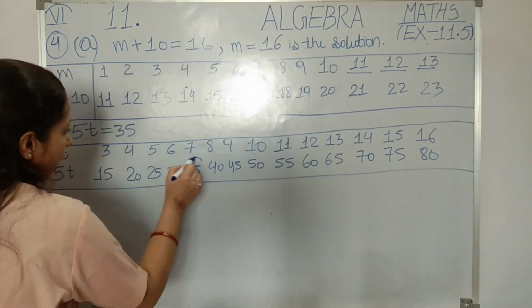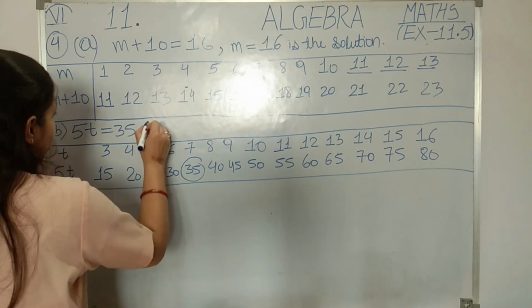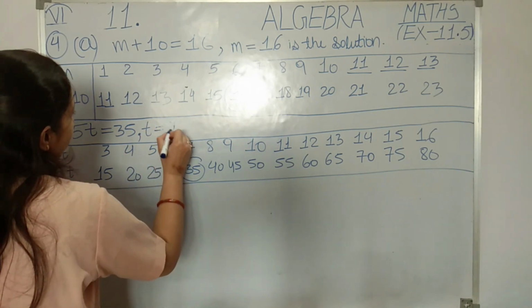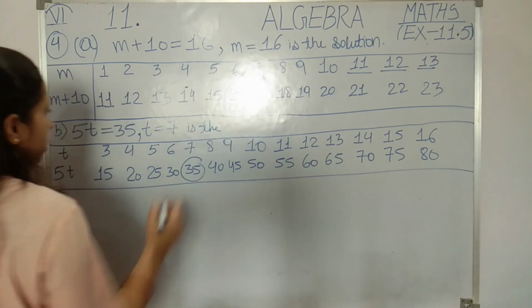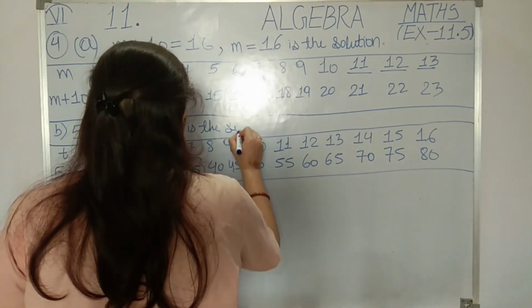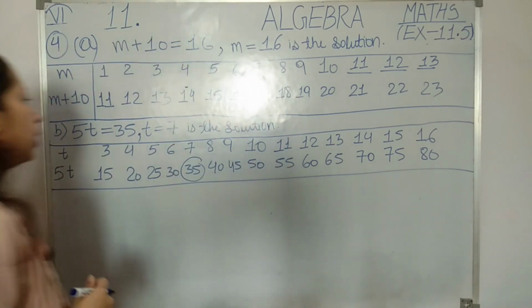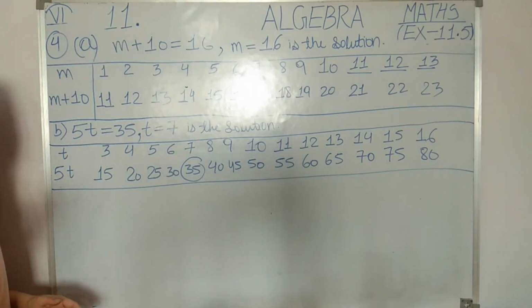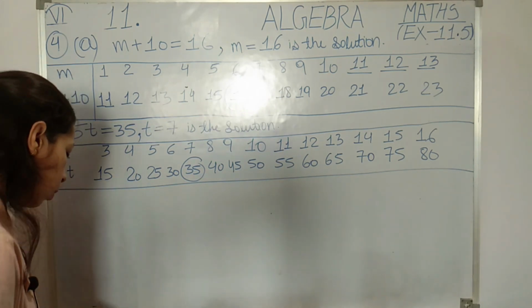So students, here I am getting my answer. So I will write here: t equals 7 is the solution to the equation. Okay, now again point C and D will be your work. You can do it by yourself. Then students, one more question is there.